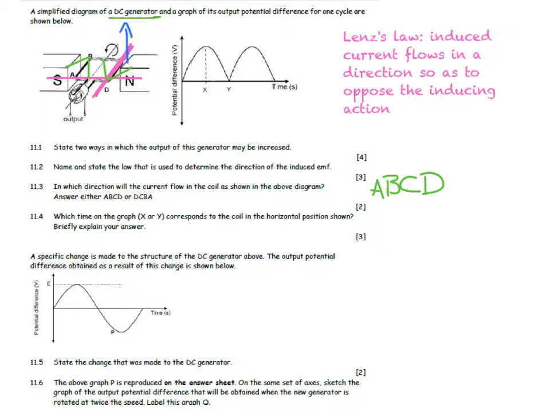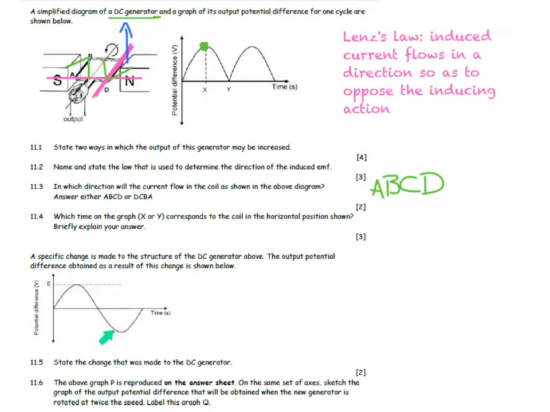What type of graph, X or Y, corresponds to the coil in the horizontal position as shown? Briefly explain your answer. At the point X, we have got maximum current because that's where the maximum cutting of field lines is occurring. Y is when we would be in the vertical position. So X, due to the greatest change in flux, the coil is cutting the field lines at 90 degrees at that point.